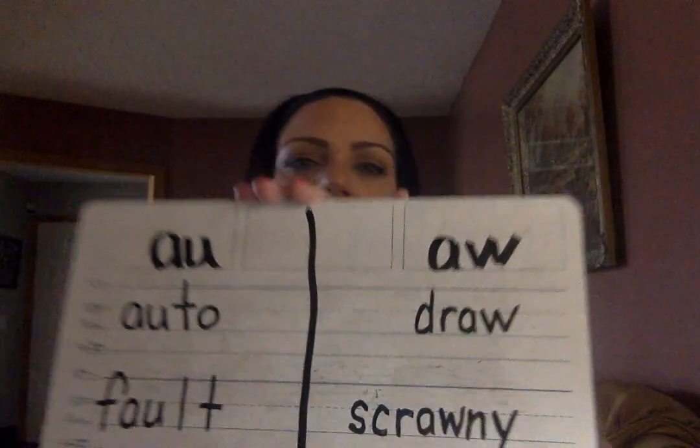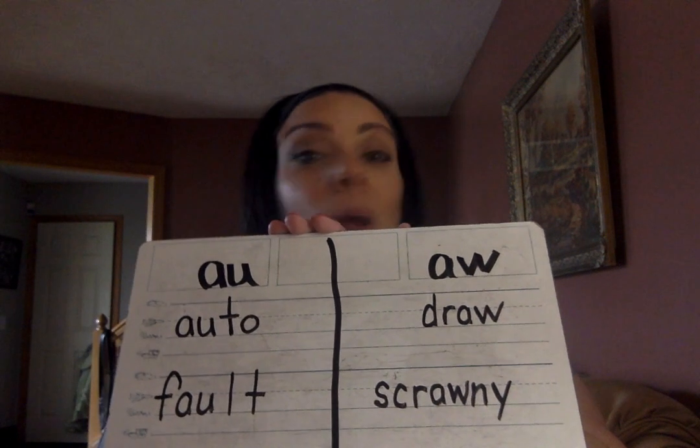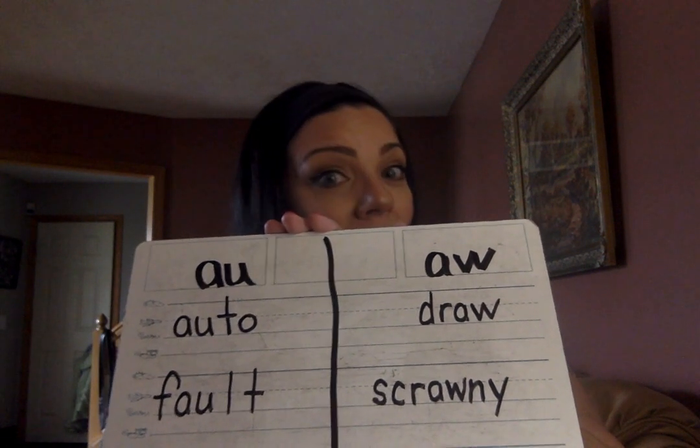Scrawny. You see that blend there? And that, at the end, a Y. It makes that E sound. Remember, Y at the end either makes a long E sound or a long I sound.